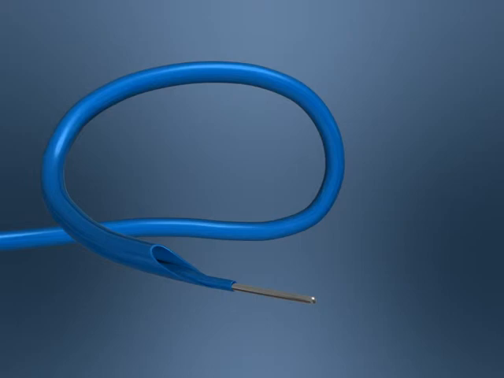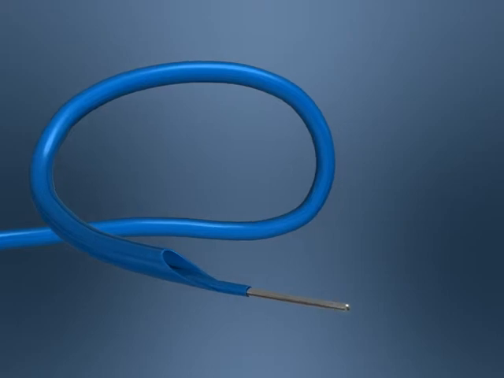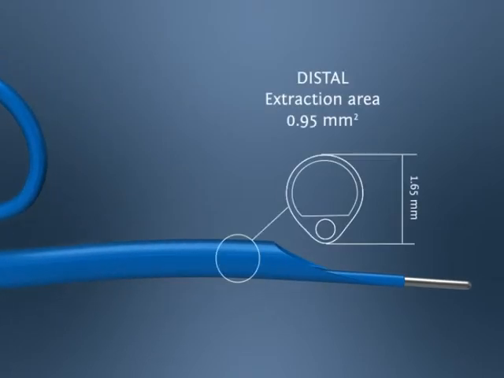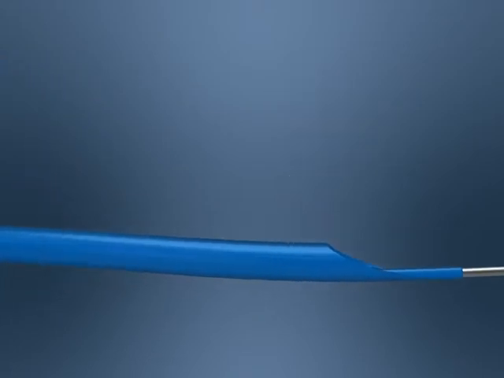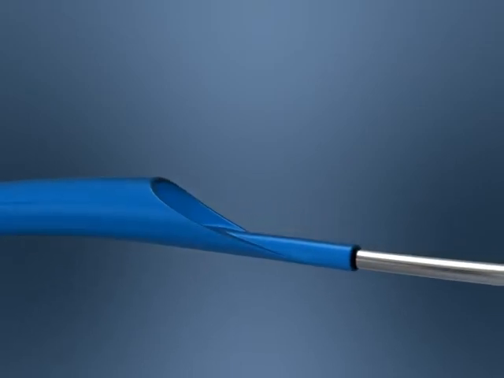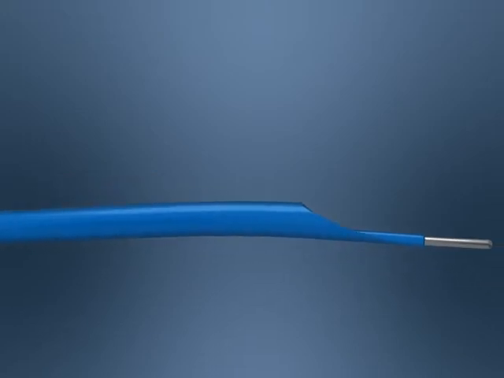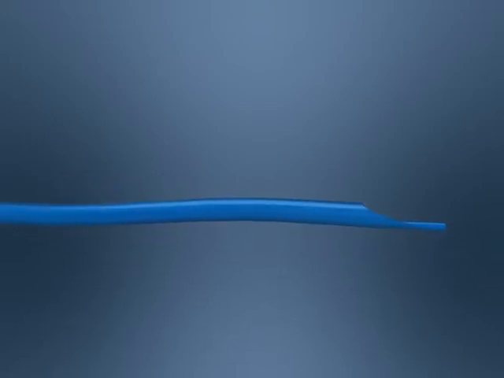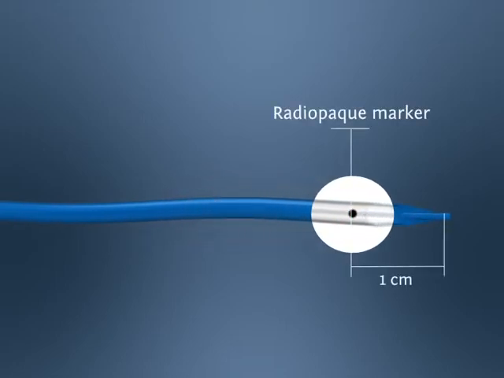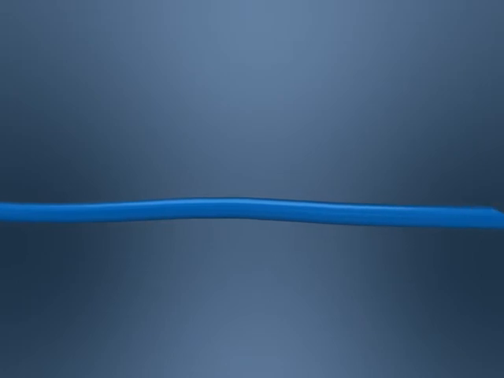Thanks to its new hydrophilic coating, both internal and external, of the lumen, the thrombus can be moved more easily and improved navigability is achieved. In addition, the entry hole of the extraction lumen is beveled for more efficient removal of the thrombus and is atraumatic as it avoids moving the thrombus distally. There is a radiopaque marker located 1 centimeter from the distal end for easy localization of the catheter.